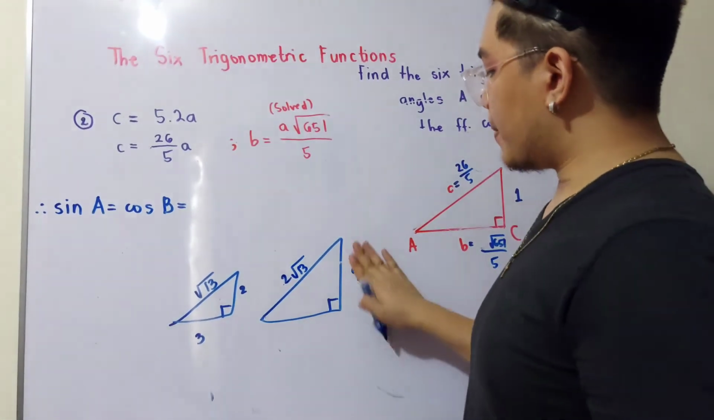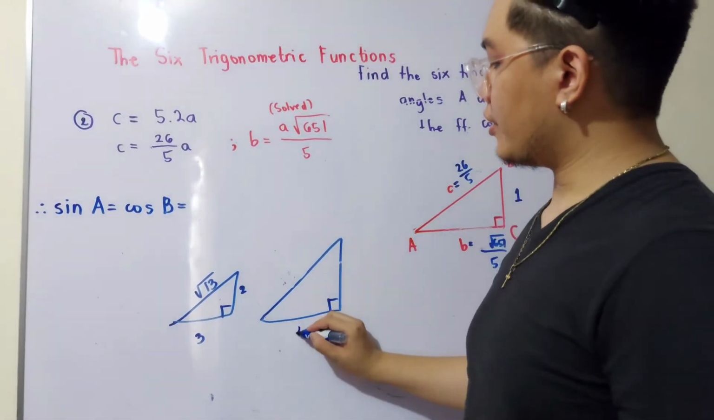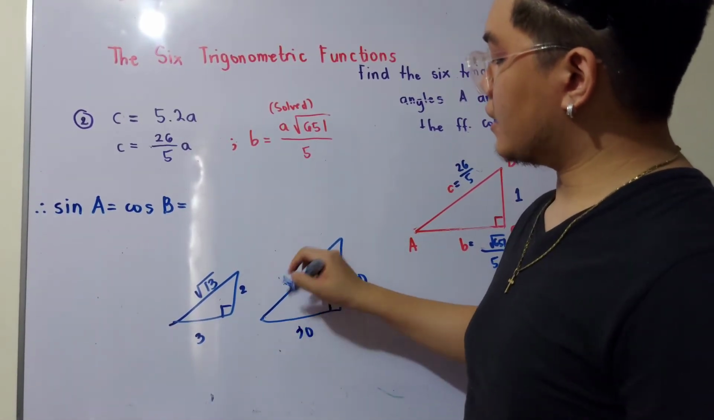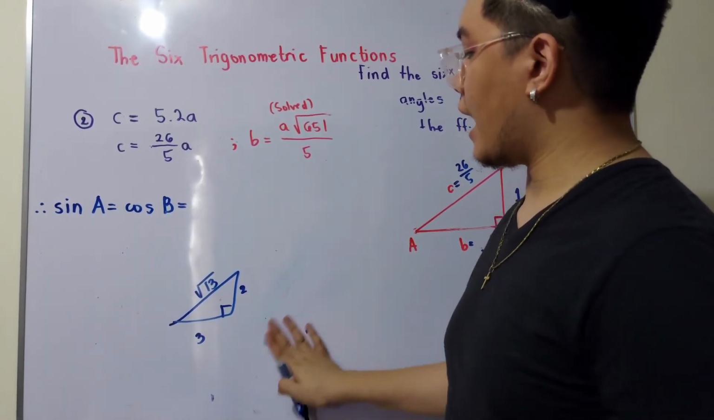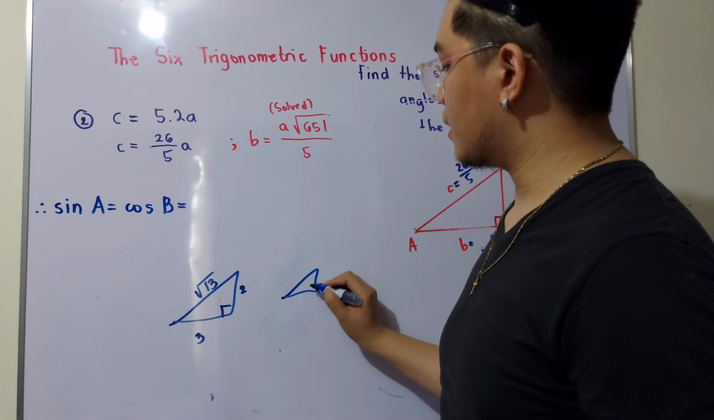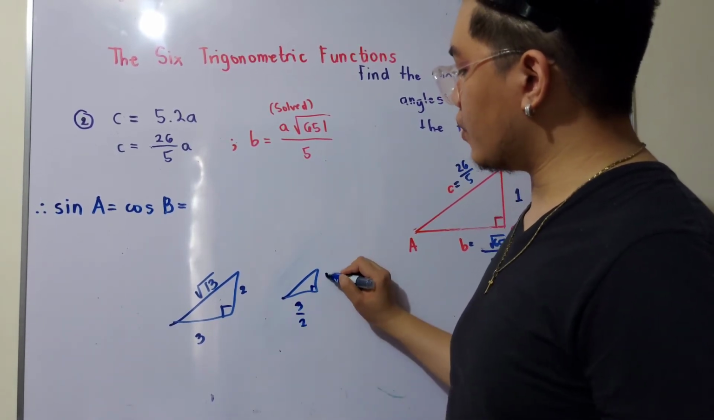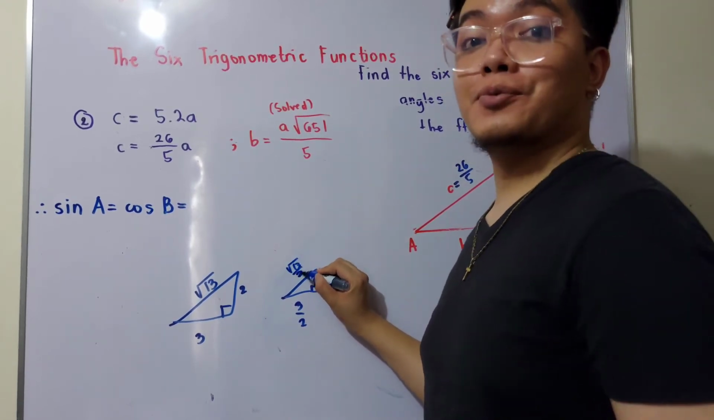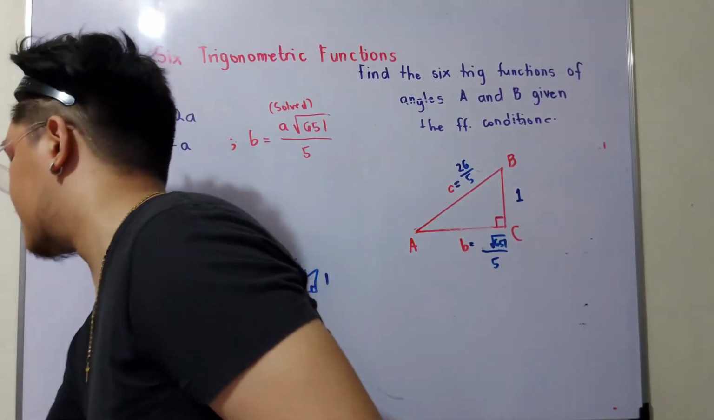Tapos pag naman nag-multiply tayo ng 10, 30, 20, 10 square root of 13. Pag naman tayo nag-divide, lumiit lang, nag-divide tayo ng 2, magiging 3 over 2, 1, tapos square root of 13 over 2. So, yun yung proportionality ng similar triangles.